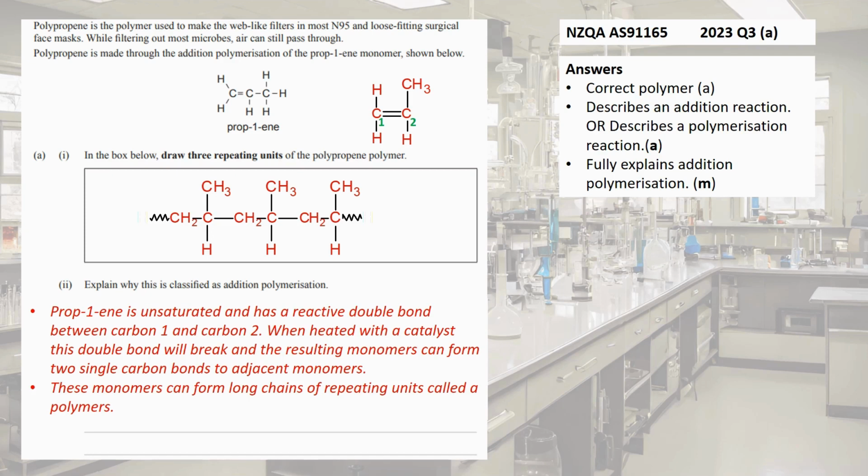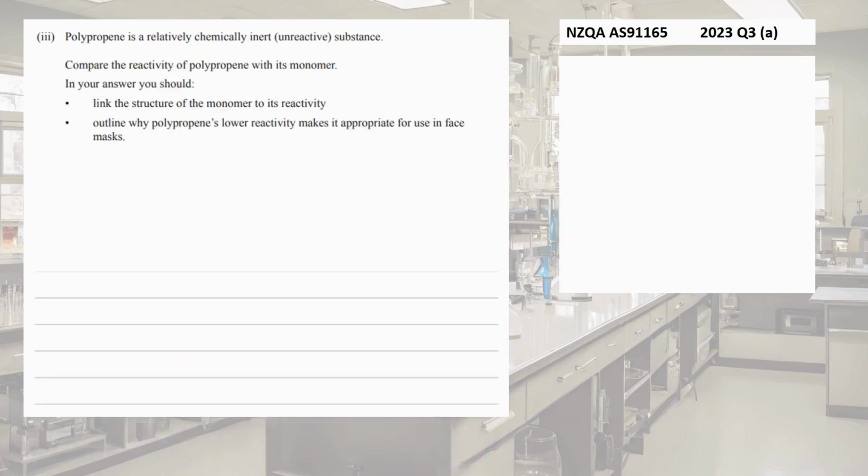Right, this part of the question is: polypropene is relatively chemically inert, unreactive. Compare the reactivity of polypropene with its monomer. Right, so we're thinking about propene and polypropene. Sorry, propene has a double bond, and polypropene is only single bonds. So we're going to talk about the reactivity of single bonds compared to double bonds.